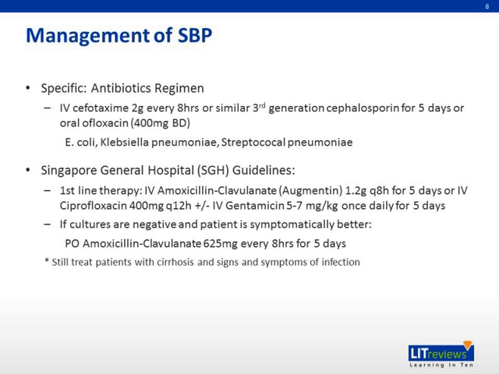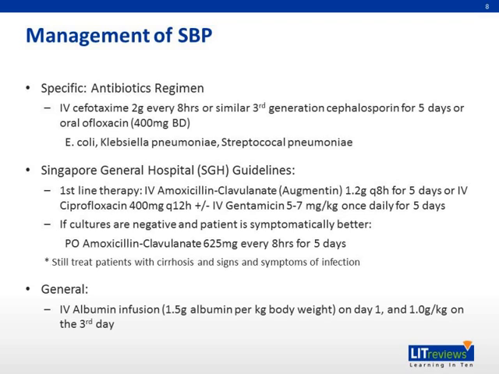Patients with ascitic fluid polymorphonuclear counts less than 250, but who have signs or symptoms of infection, for example high temperature, abdominal pain, or tenderness, should also receive empiric antibiotic therapy while awaiting results of culture. In addition, IV albumin infusion has been shown to decrease mortality from 29 to 10% when used together with the above antibiotic regimen.